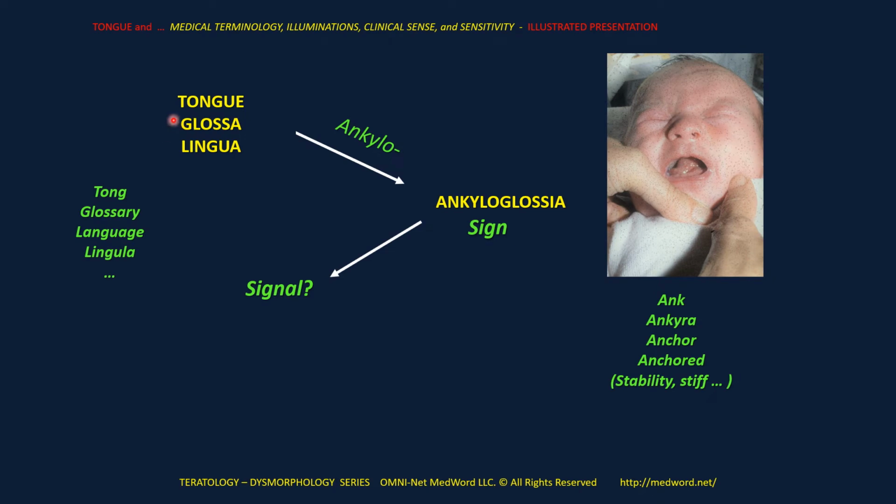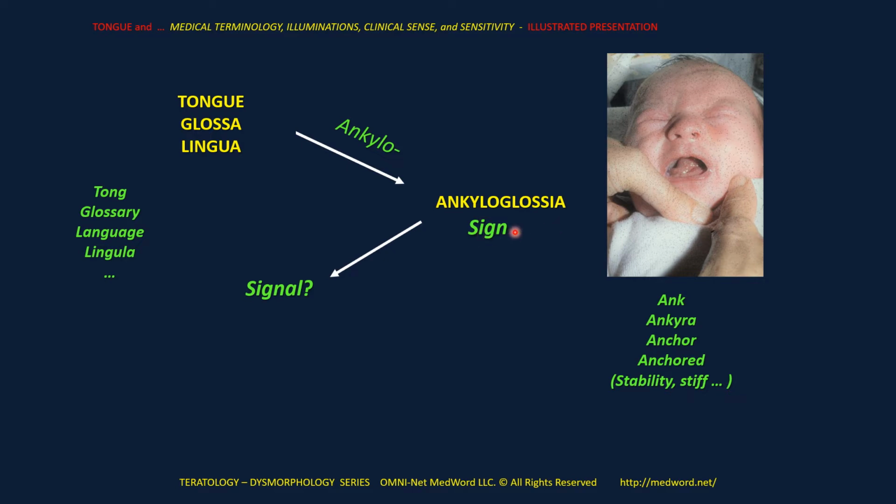Well, are we done with tongue, glossa, or lingua? Well, I don't think so. Here we have another patient with a tongue that is anchored, ankyra in Greek, to the palate. It won't come down. It is stiff there, it is stuck. It's also distorted. An anchor is crooked, so is this tongue. Ankylo, that's what it means, this prefix to glossia, a sign.